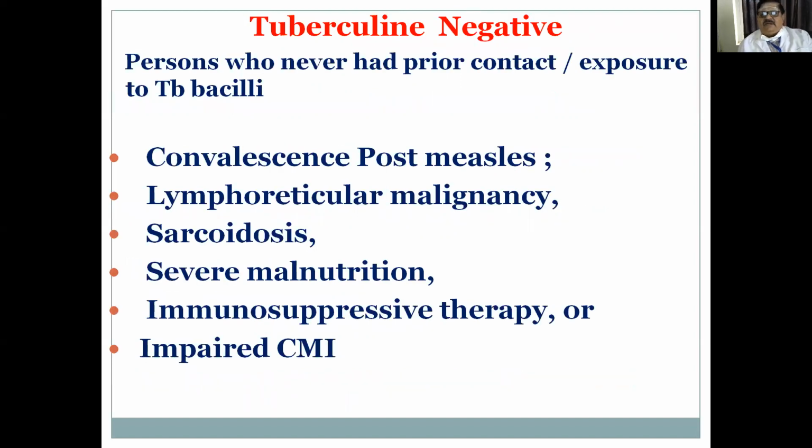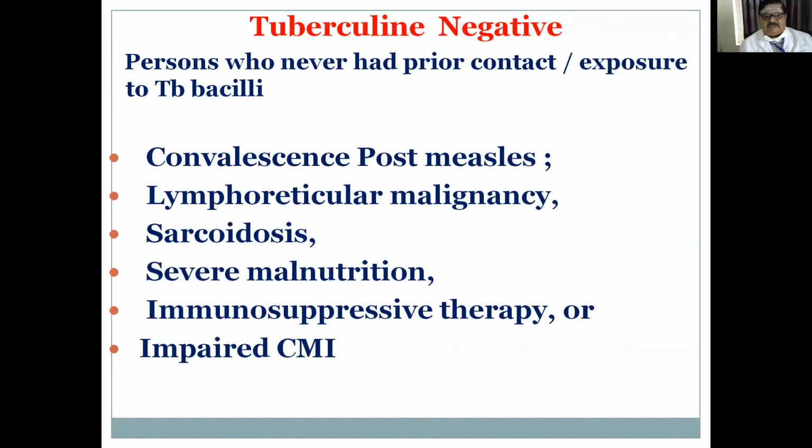For example, when you call it tuberculin negative, persons who have never had any prior contact or exposure to TB bacilli, especially the children who are coming from America, they have no chance of getting exposed. So, may be negative. Convalescence post-measles, there also. And lymphoreticular malignancy.